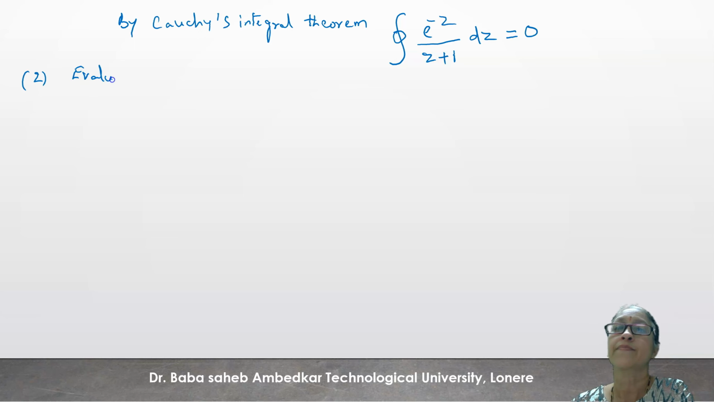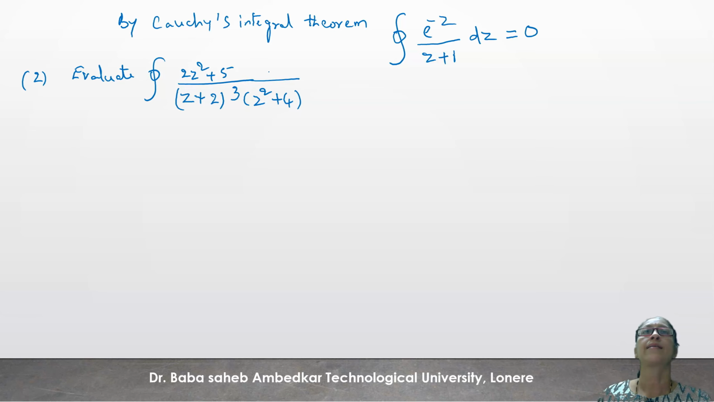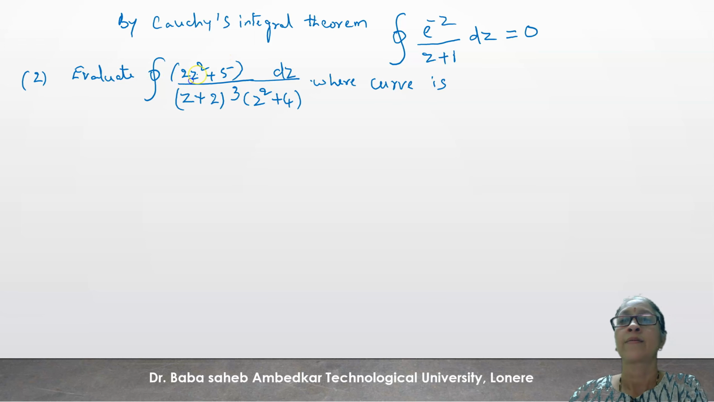Evaluate the contour integral of (2z square plus 5) upon (z plus 2) whole cube into (z square plus 4) dz, where the curve is a rectangle.